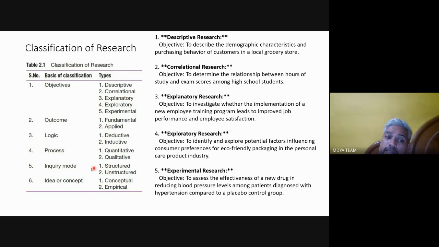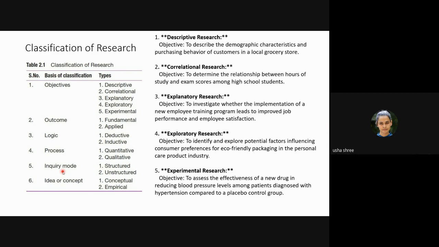See, inquiry mode means structured, meaning when the reviewer looks at your research, he is connecting every chapter of your research, right? From taking the problem to the conclusion, everything is structured. And if he is not able to connect your research, if he is confused at the end of your conclusion, that is unstructured. How can that happen, sir?